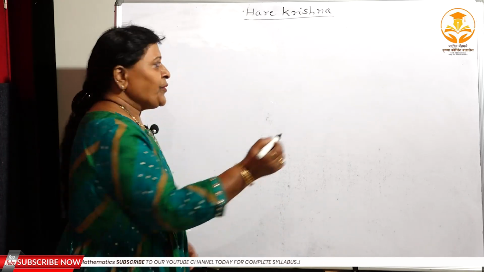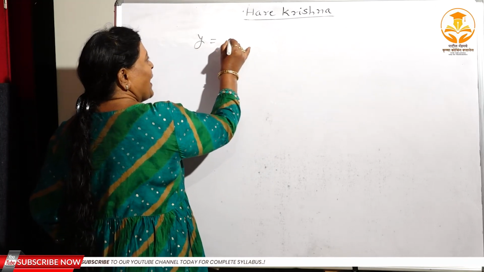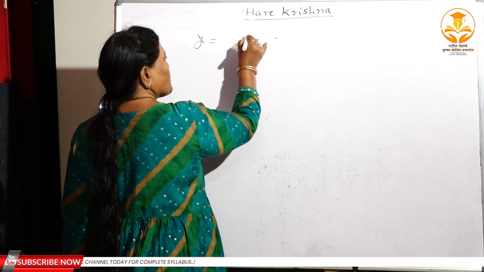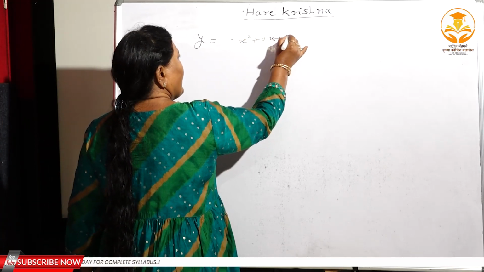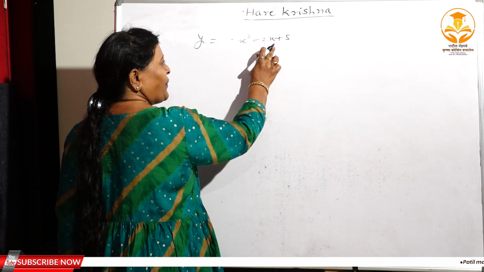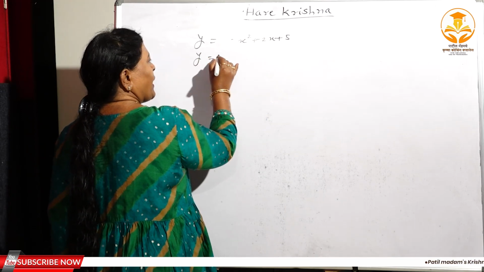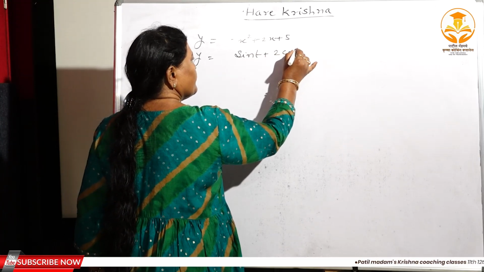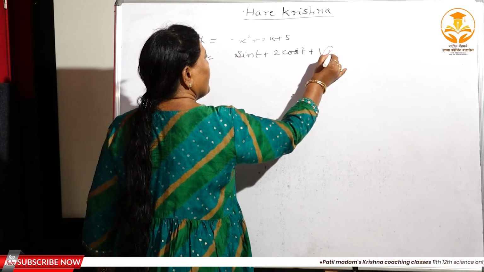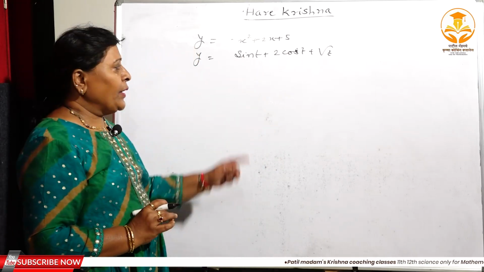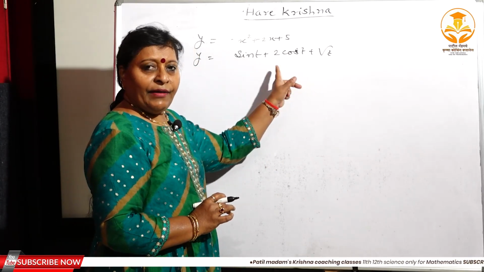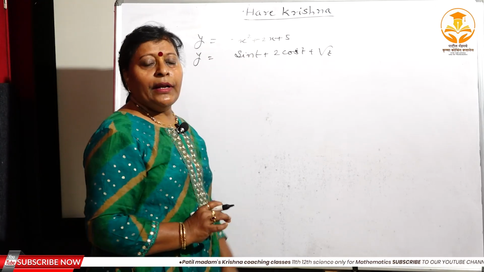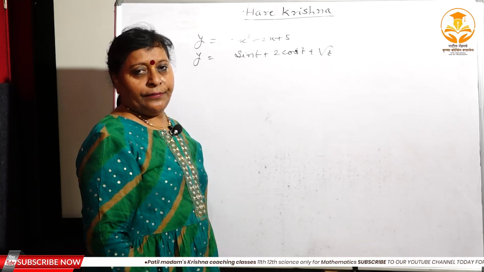When any function, suppose y, is entirely expressed in terms of one variable, suppose y is equal to x square plus 2x plus 5, right? Here y is entirely expressed in terms of x. Or y equal to sin t plus 2 cos t plus root t. Now y is entirely in terms of the variable t. When a function is entirely expressed in one variable, that is called the explicit function.